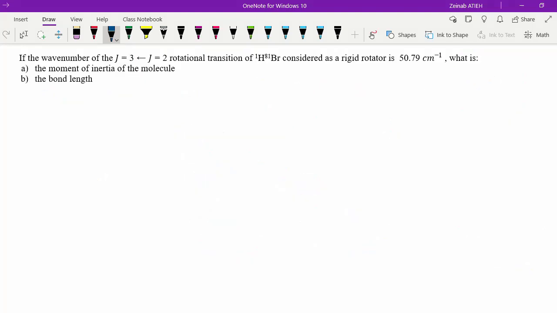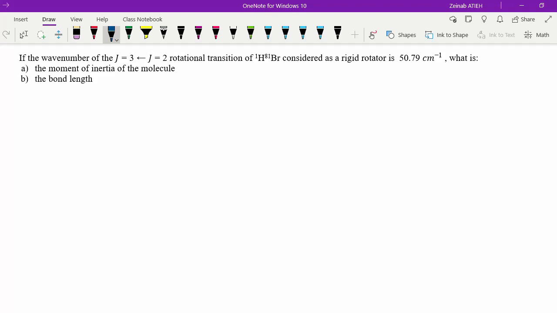Let's move to this question. The second question says, if the wave number of the rotational transition from a level j equals 2 to j equals 3 of HBr, considered as a rigid rotor, is 50.79 cm minus 1, so this is the wave number of transition, what is the moment of inertia of the molecule and the bond length? I'll try to use the given. He gave us the wave number of transition, which is equal to 50.79.